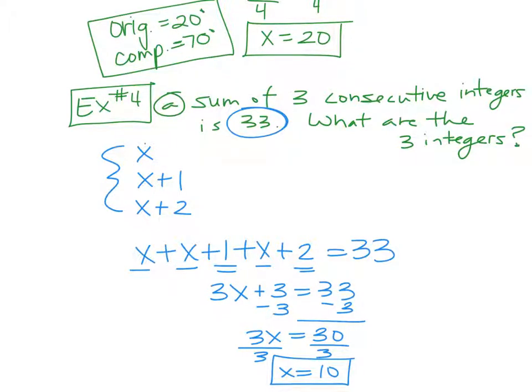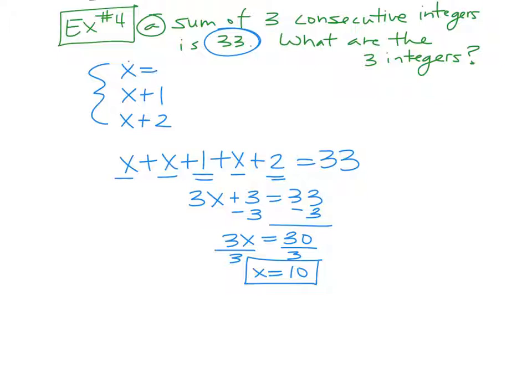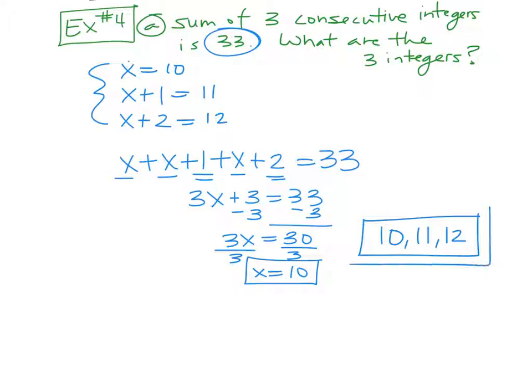The question said, what are the 3 integers? So what are they? 10, 11, 12, right? This one's 10. This is 10 plus 1 or 11. This is 10 plus 2 or 12. So your 3 integers are 10, 11, and 12. Good?